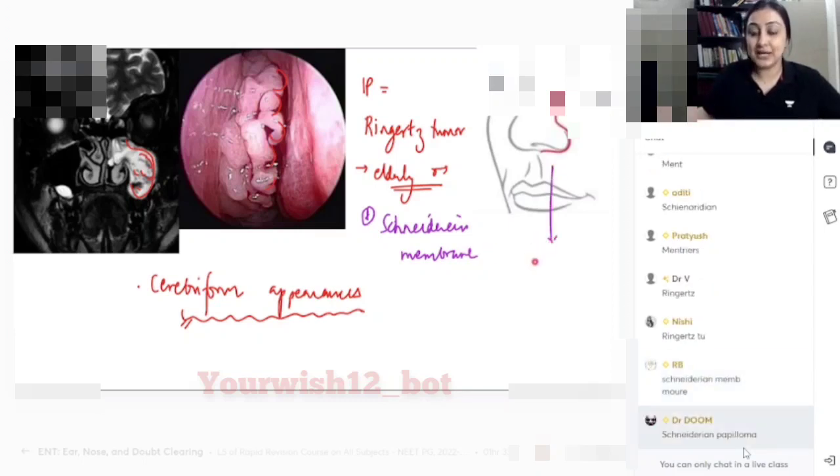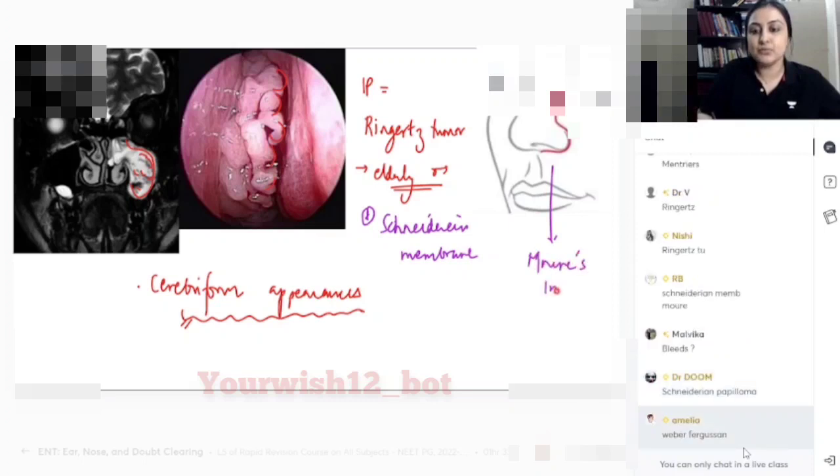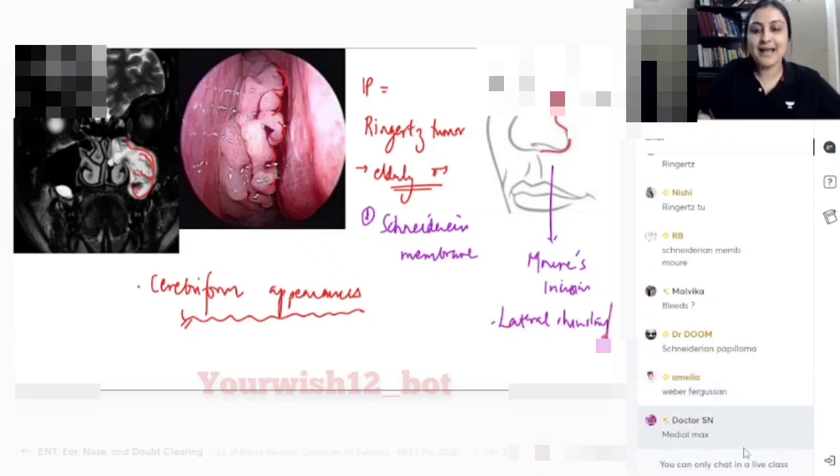This is the incision that we give. Very nice. So this is the Moore's incision. This is the Moore's incision that we give. This is not Weber Ferguson, right? This can bleed. Okay, so this is the Moore's incision for lateral rhinotomy. Can you see that it is at the side of the nose? So this can be lateral rhinotomy or what? Medial maxillectomy.